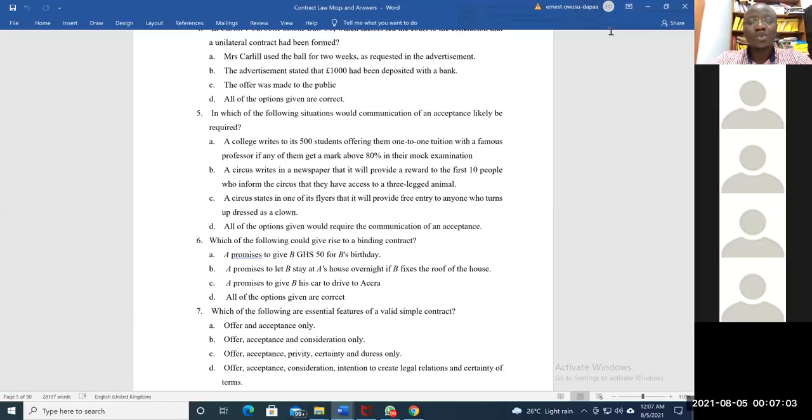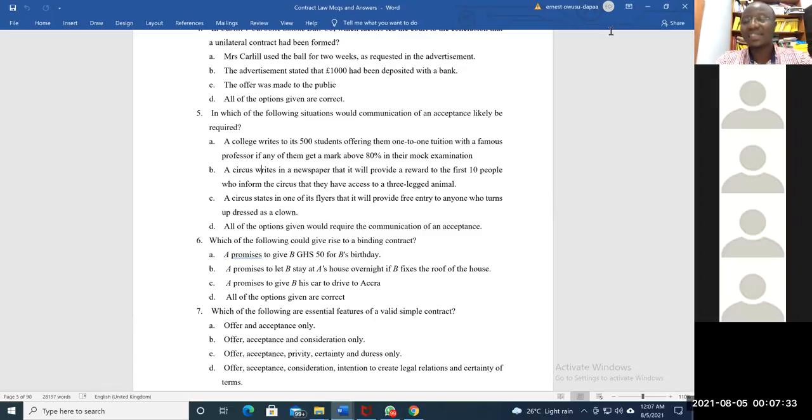is right. And I like how you applied the elimination method in answering the multiple choice question. Now you try to cross out the most unlikely answer. And then, of course, D can never be correct because some of the options do not require communication of acceptance. So D is out. So once D is out, then you started from the A.